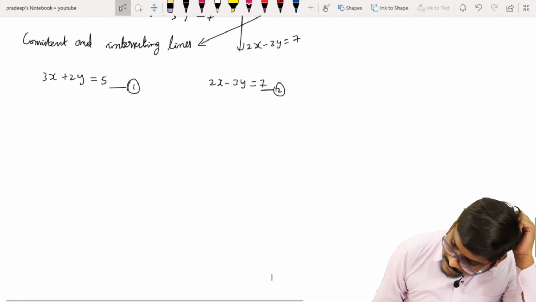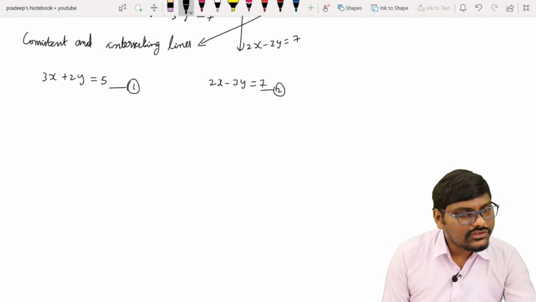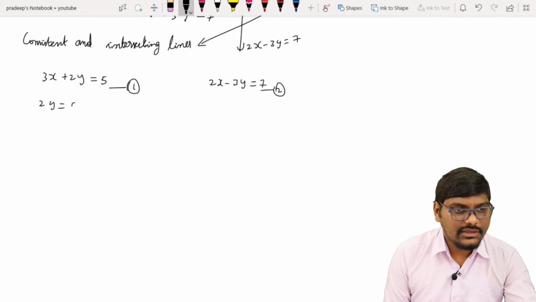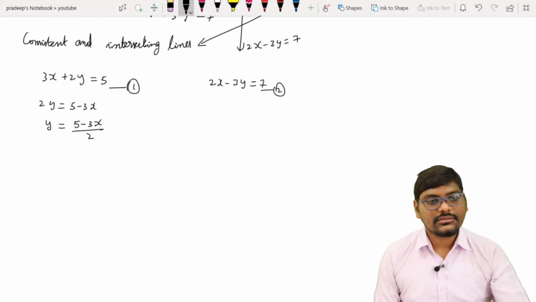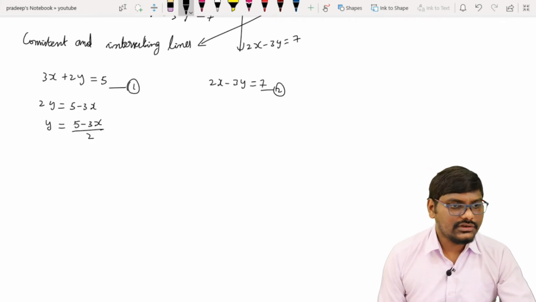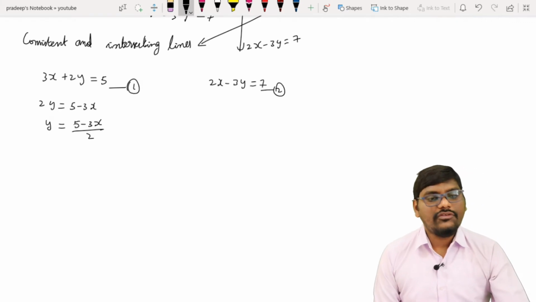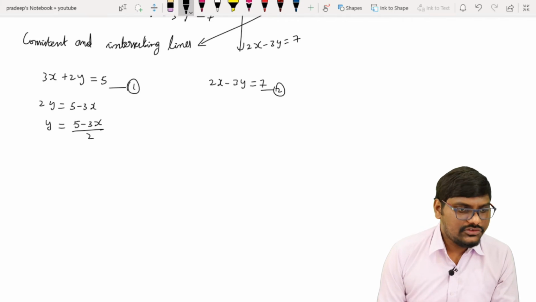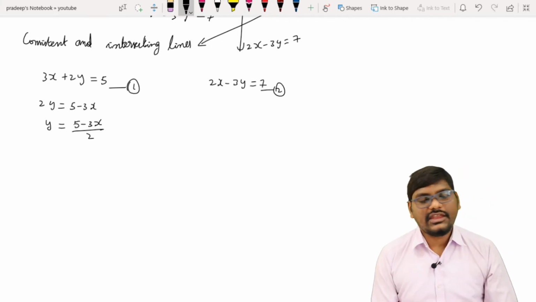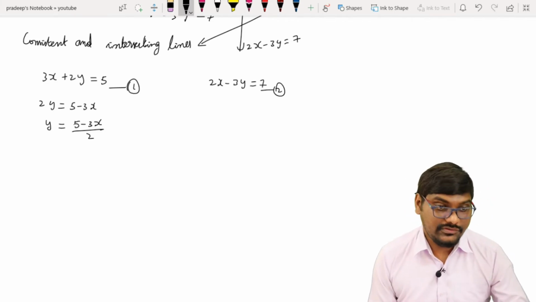So the first equation says 3x plus 2y equal to 5, so I can send this 3x to the other side, so that is 2y equal to 5 minus 3x. If I send this 2 to the other side, I will get y equal to (5 minus 3x) by 2. Right? So now for every equation, we will be taking values starting from 0 and then other values. If you clearly understand one question, definitely you can solve the other questions very easily.